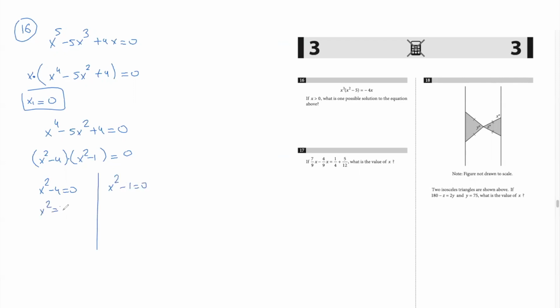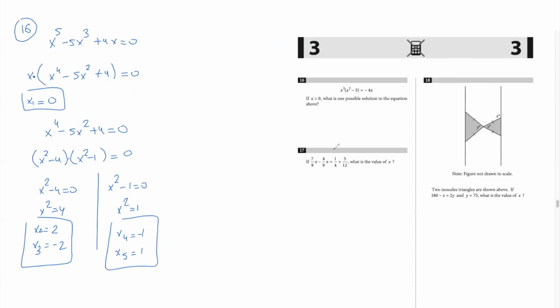x squared is equal to 4. x2 is equal to 2. x3 is equal to minus 2. And here, x squared is equal to 1. x4 is equal to minus 1. x5 is equal to 1.